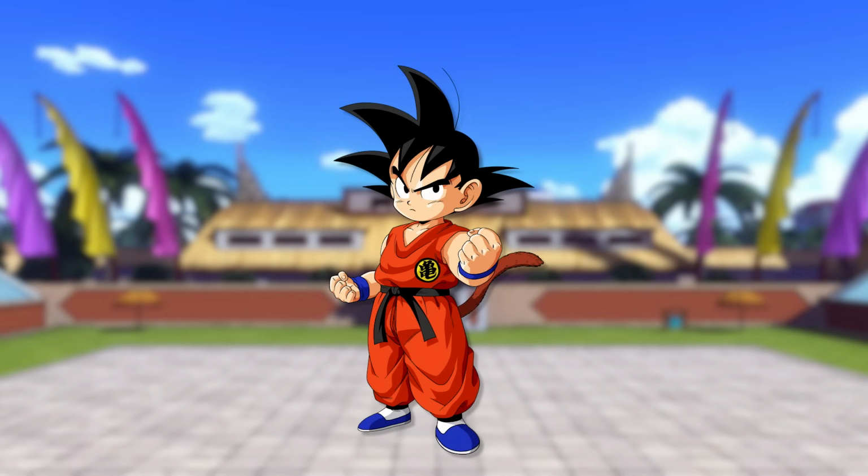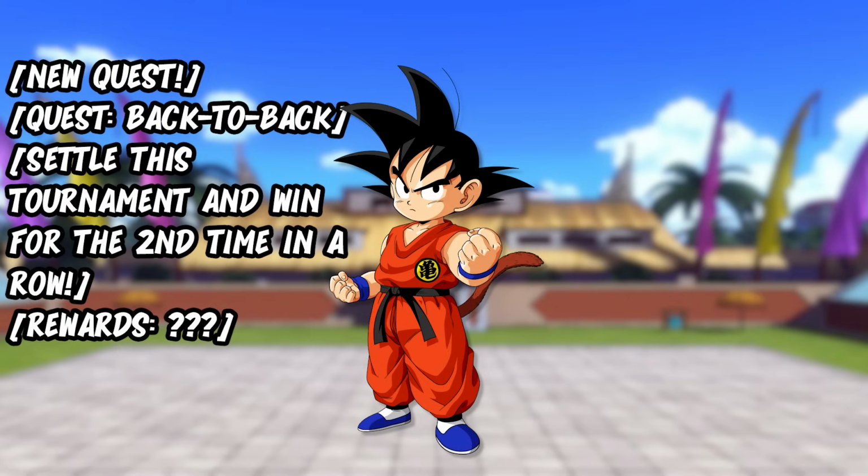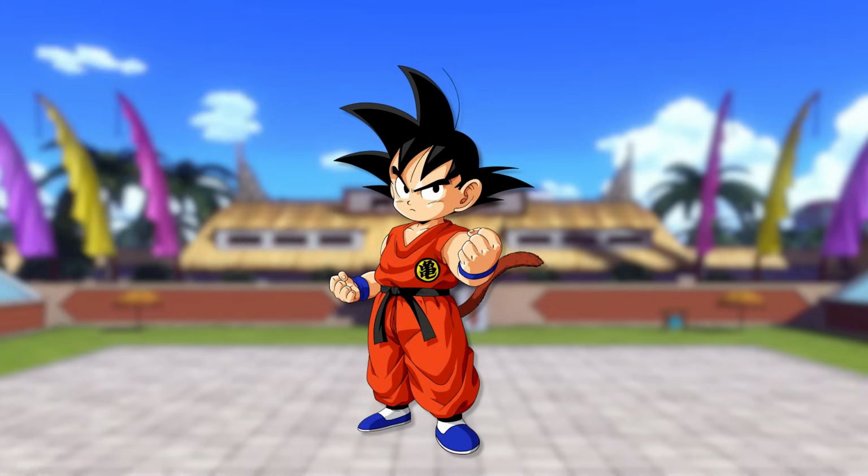Before it begins, Goku receives another notification from his system. New quest, back to back. Settle this tournament and win for the 2nd time in a row. Rewards, ? Goku is happy to have received another quest after this dry few years of plain training.